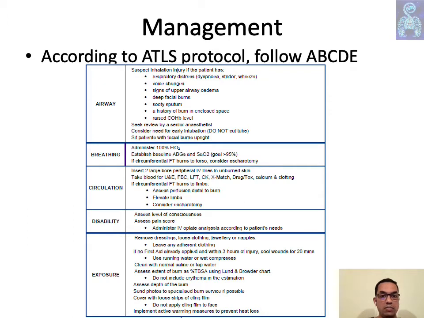Airway: in burns, typically we want to rule out thermal injury to the upper airway. So what you will see is respiratory distress, the patient having dyspnea, stridor, wheeze, hoarseness of voice, airway edema, deep facial burns, any sooty sputum or history of burn in an enclosed space, raised carboxyhemoglobin levels, or singed nasal hairs. Then you know there are chances of the patient having an upper respiratory tract burn injury.